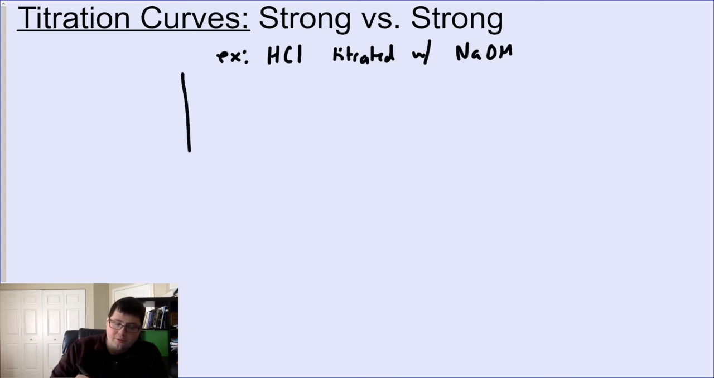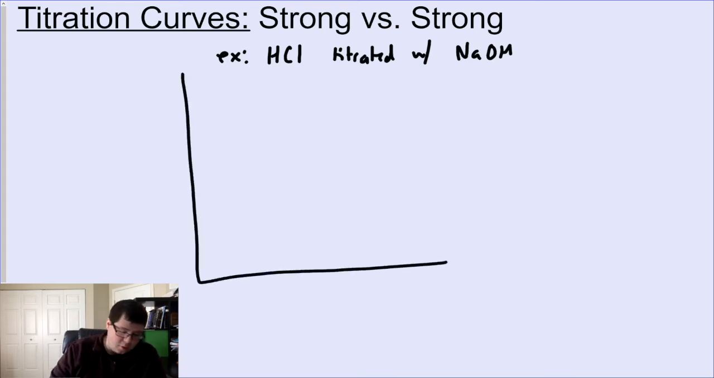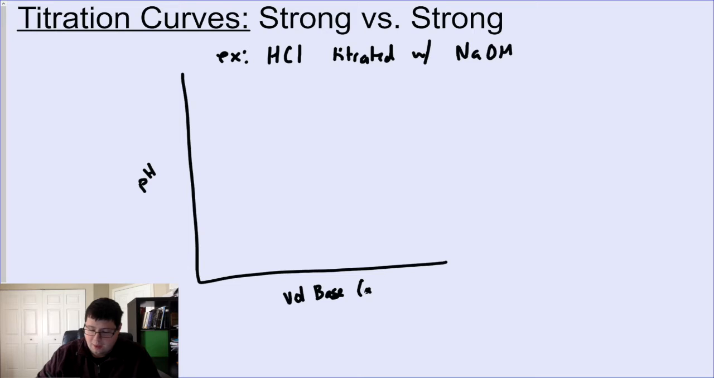A titration curve has two axes. The two axes that we're going to see here, on the left side we have the pH. The y-axis is just going to monitor the pH of the solution, and the x-axis is going to measure the volume of the base added. And we're going to think about how much this pH is going to change at different points.